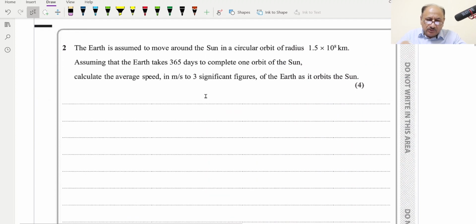Now question number 2. The earth is assumed to move around the sun in a circular orbit of radius 1.5 into 10 raised to the power 8 kilometers. Assuming that the earth takes 365 days to complete one orbit of the sun, calculate the average speed in meters per second, to three significant figures, of the earth as it orbits the sun.